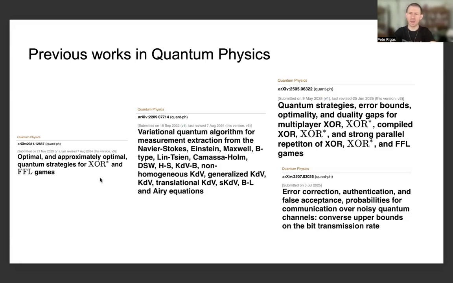presentations in this series, that basically I've been making use of just a couple of straightforward criteria to be able to pass to a dual game, namely an XOR star game for an XOR game, and how this actually relates to other two-player settings for the FFL game.